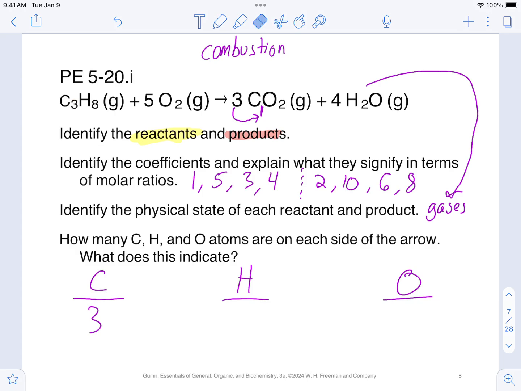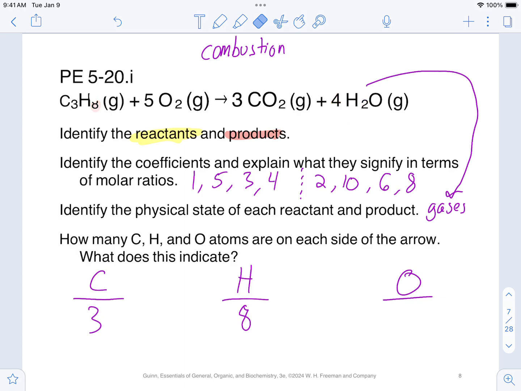For H's, on the left side, we have 8 here. On the right side, again, we're going to take this 4 and multiply it by 2, and we have 8. Is that a coincidence that C's and H's are the same on the left and the right? I think not.